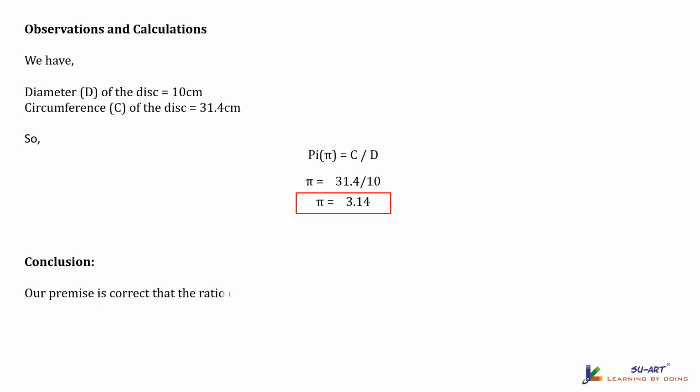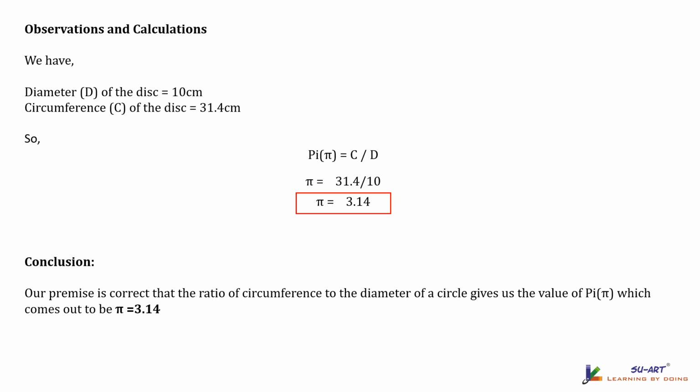Conclusion. Our premise is correct that the ratio of circumference to the diameter of a circle gives us the value of pi, which comes out to be 3.14.